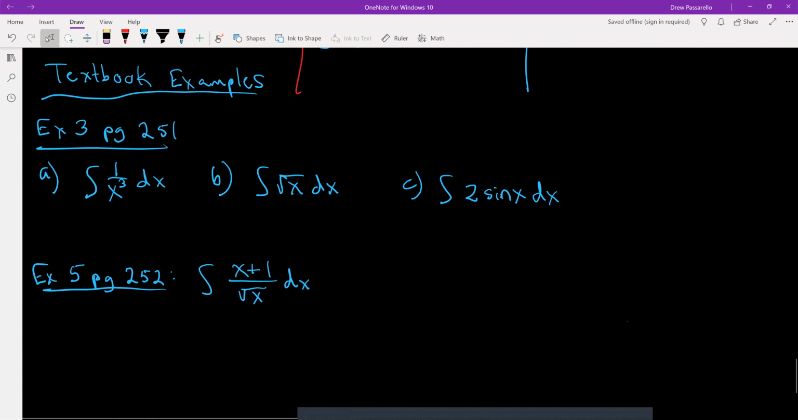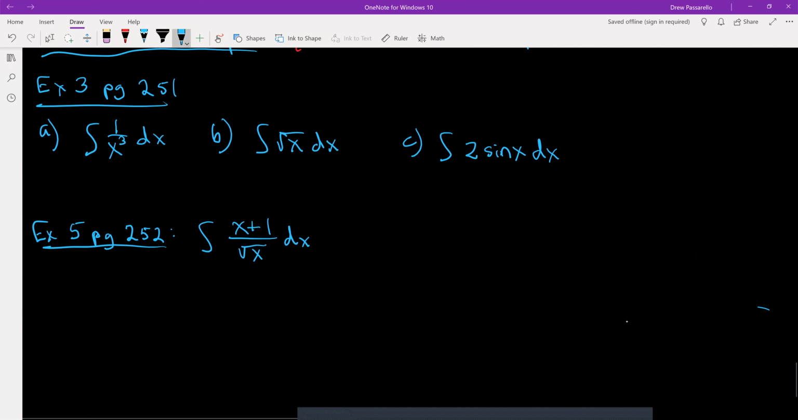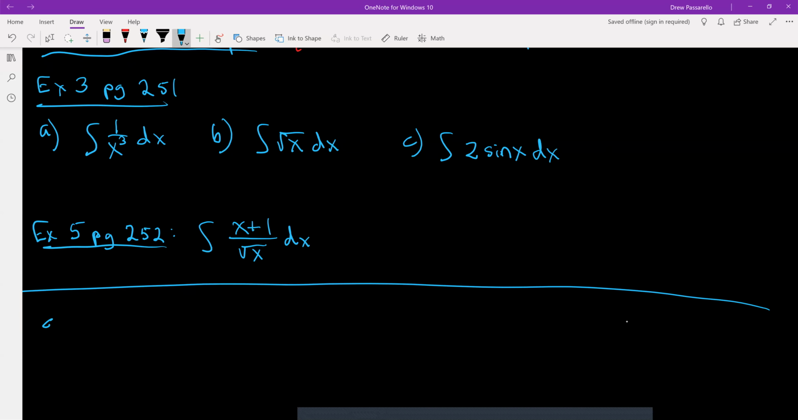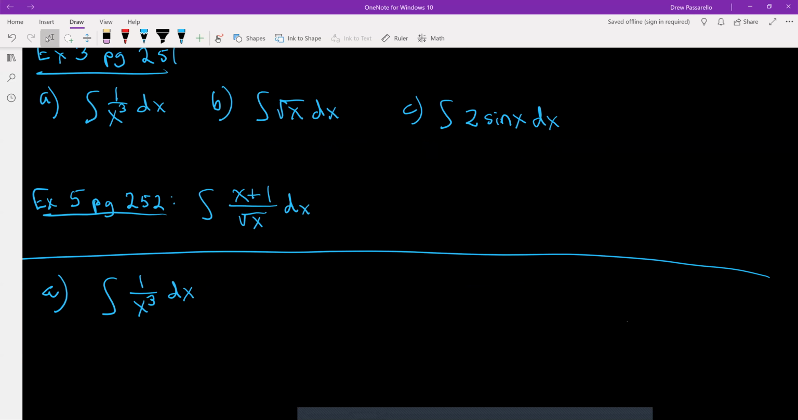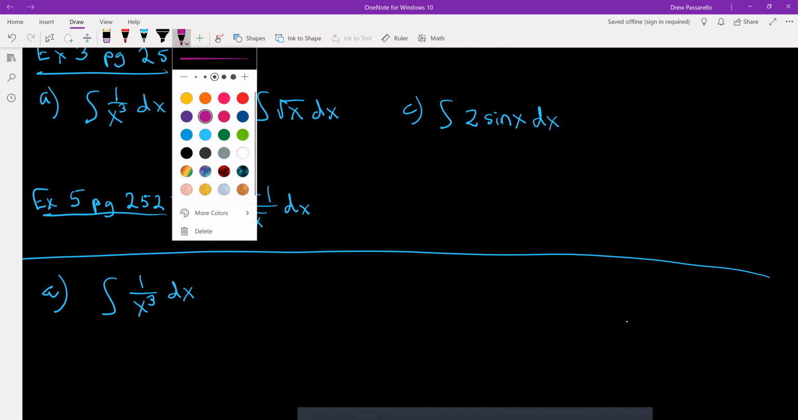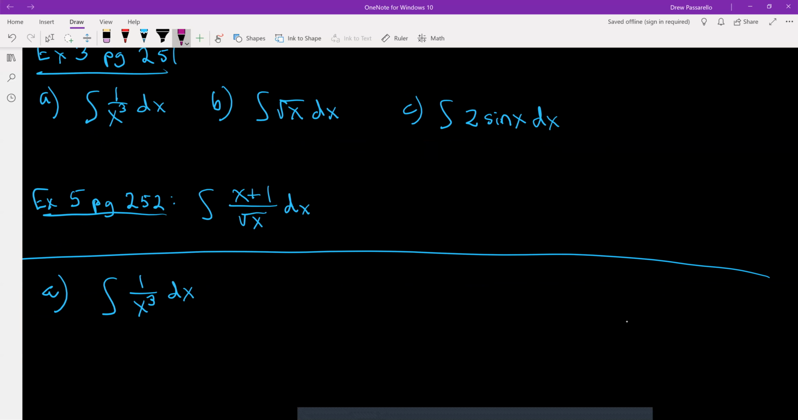Now here are some examples from the textbook. Example 3, page 251, has 3 parts, A, B, and C. So I'm integrating 1 over x cubed. Now I want to use the rule because I have this structure: x to the n and dx. All right, that's the rule I want to use.